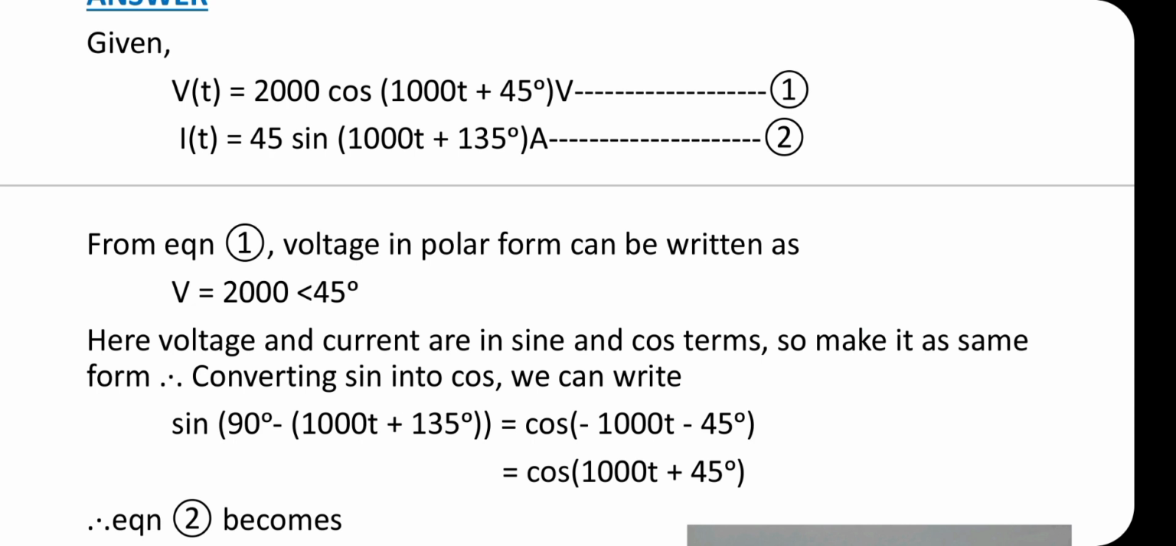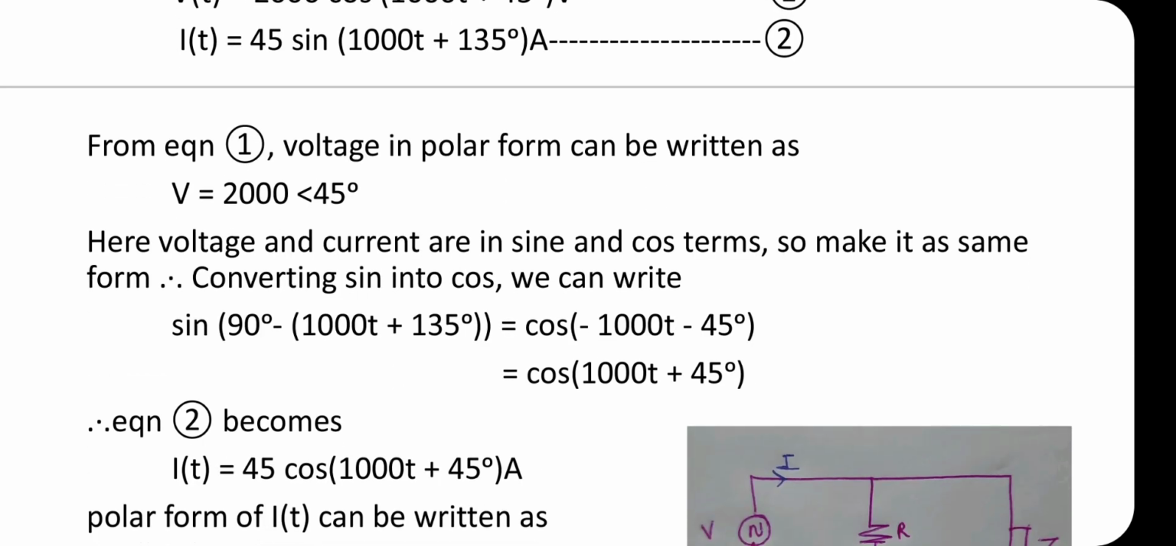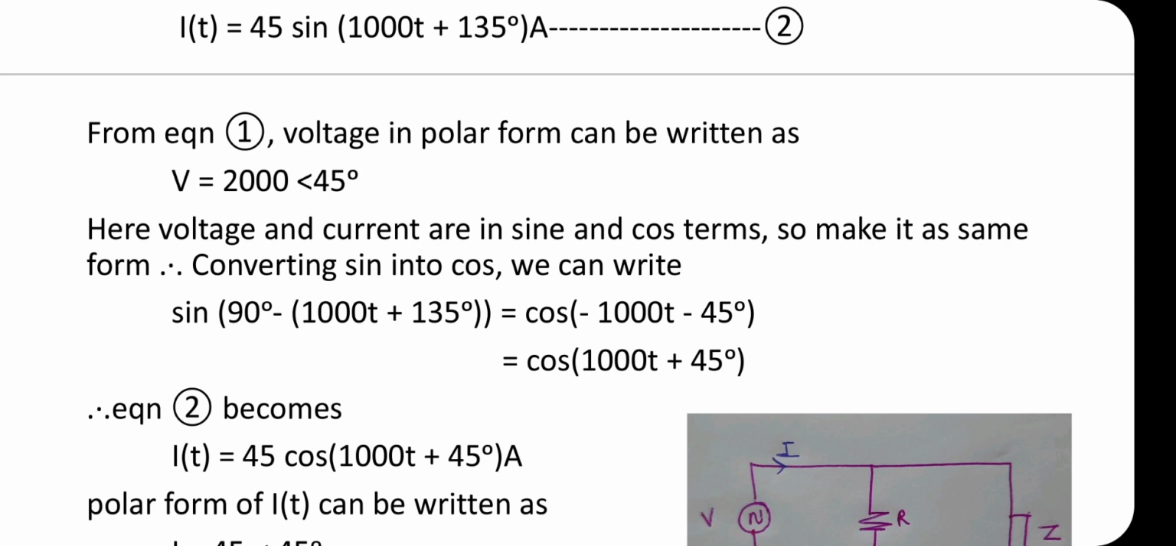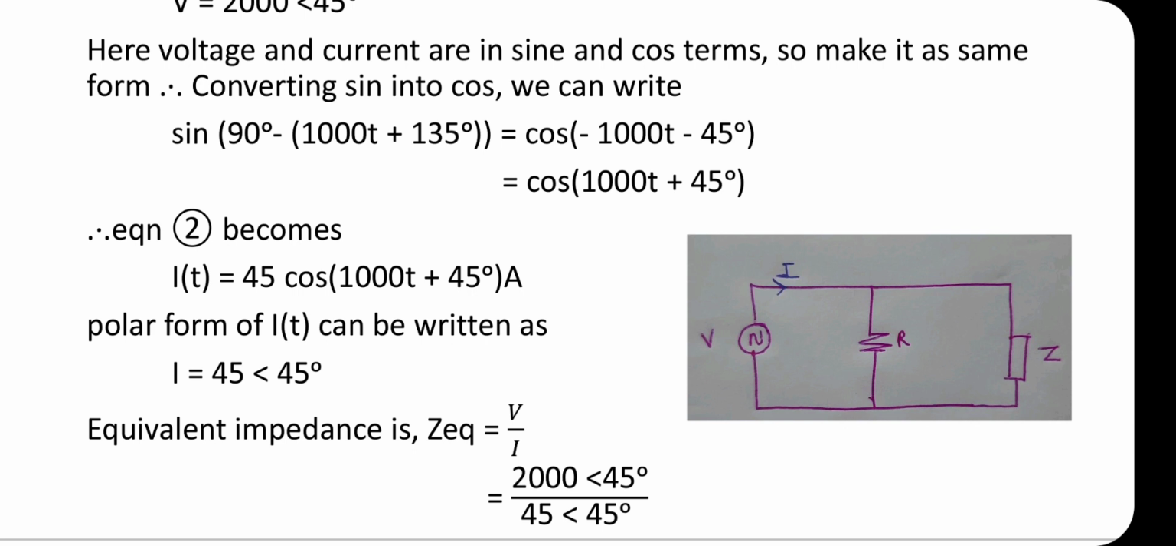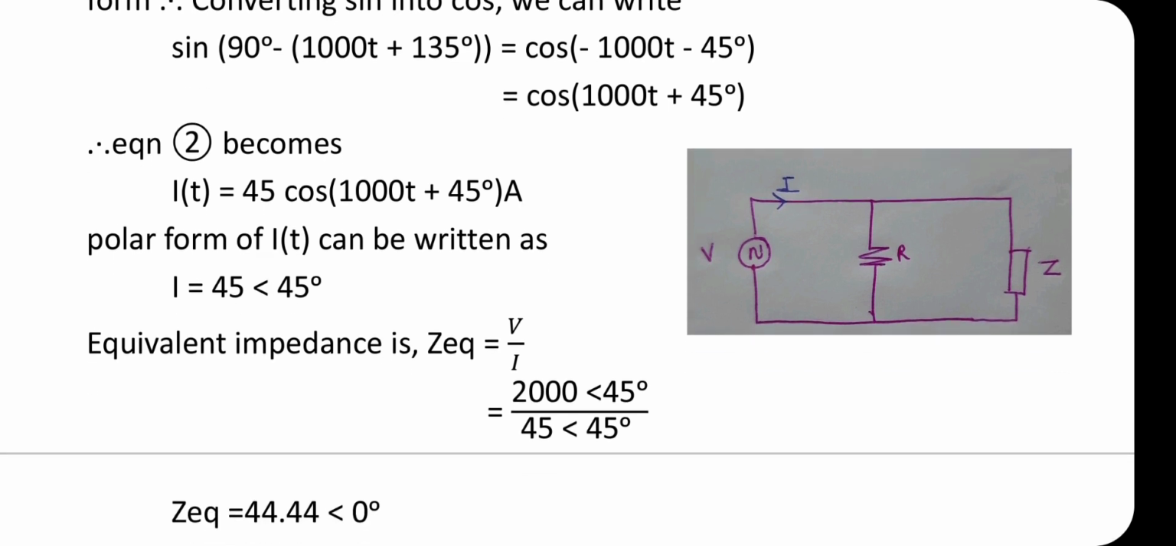Here voltage and current are in sin and cos terms. So make it as same form. Converting sin into cos, we can write sin(90 minus theta) equal to cos theta. That is, sin(1000t + 135 degree) equal to cos(minus 1000t minus 45 degree). We know cos(minus theta) equal to cos theta. Therefore, cos(1000t + 45 degree). Therefore, equation 2 becomes I of t equal to 45 cos(1000t + 45 degree). The corresponding polar form of I of t equal to 45 angle 45 degree.